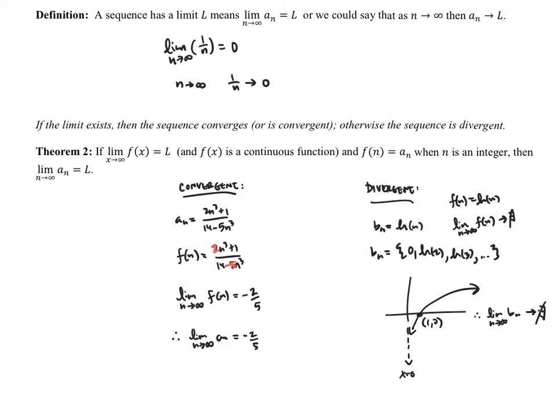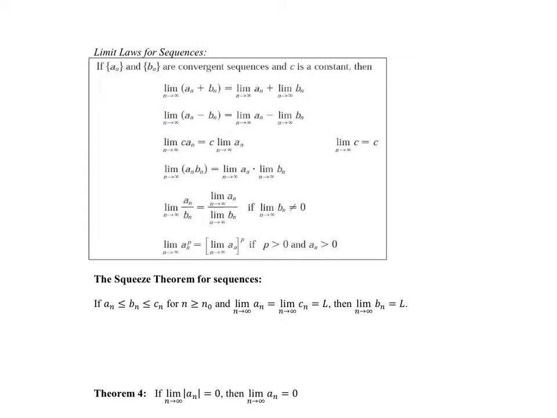Therefore, this sequence, b sub n, is divergent. There is no value that b sub n approaches. Likewise, over here, a sub n was convergent. All right, let's continue on to the next slide and look at a few more properties and laws for sequences.